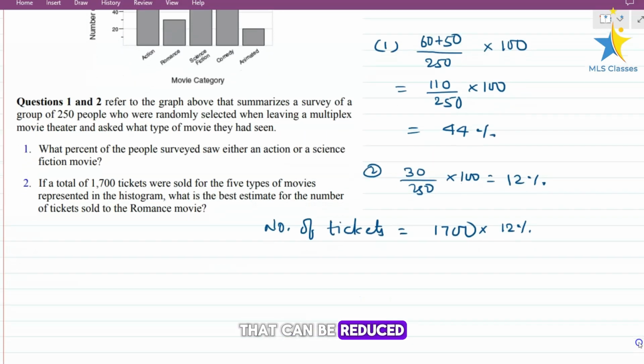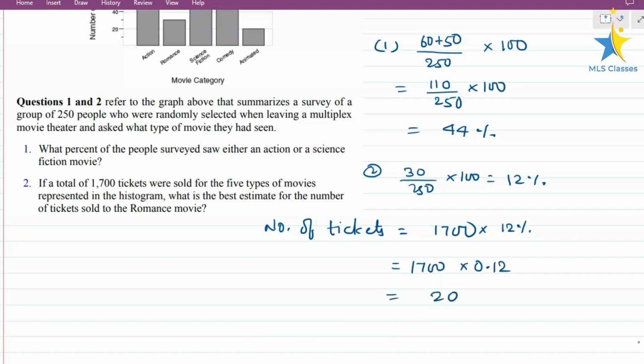That can be written as 1700 times 0.12, which is equal to 204. So 204 tickets were sold for romance movie. So that's the answer for question number 2.